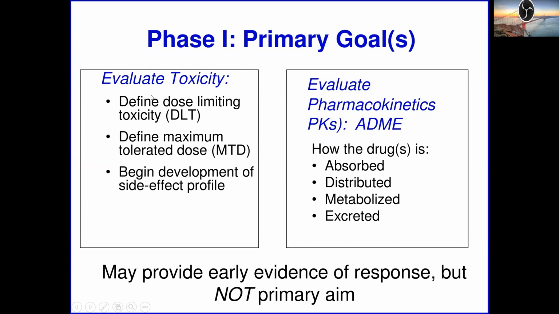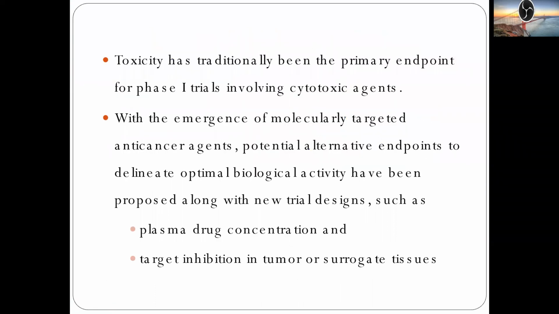So what do we mean by dose limiting toxicity? It is the toxicity which limits further dose escalation or dose administration to a patient. The other endpoint or objective is to define the maximum tolerated dose, the dose which a patient can tolerate to the maximum. Beyond this dose, the patients will definitely face adverse effects. So toxicity has traditionally been the primary endpoint for phase 1 trials.